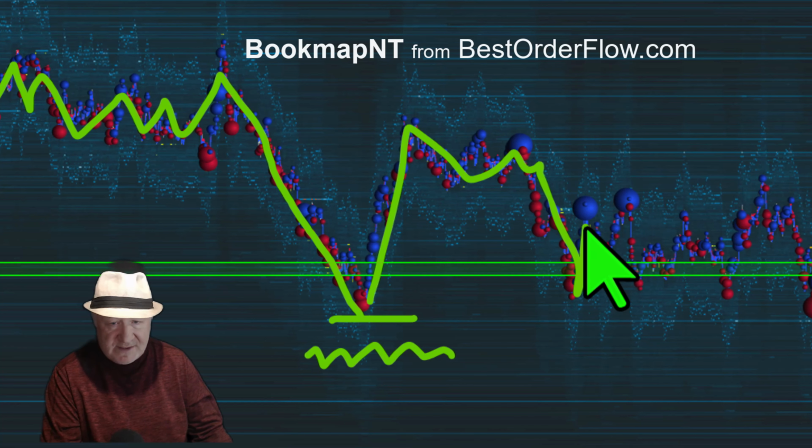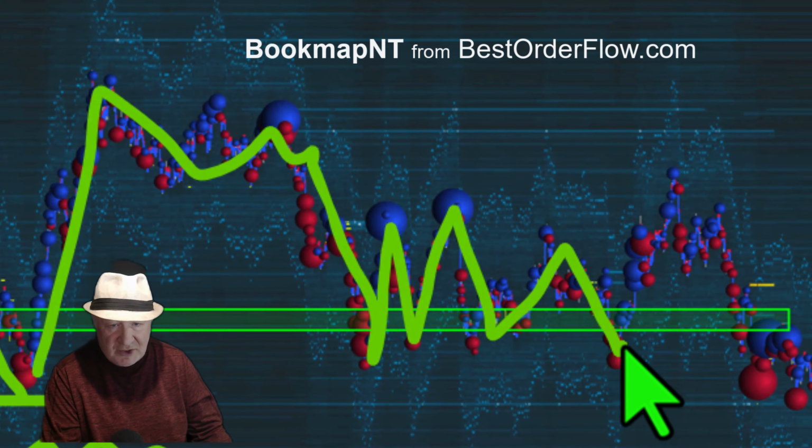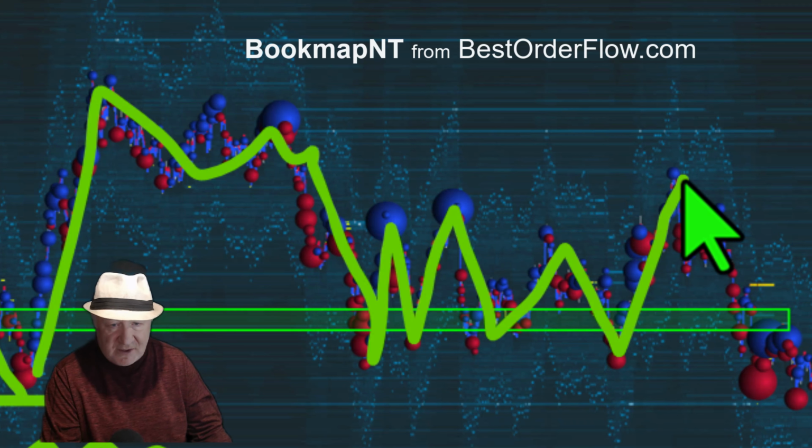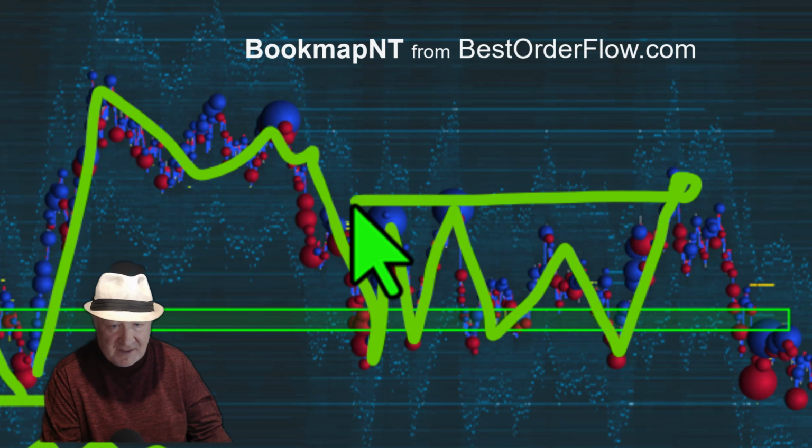And then boom, we're seeing that it starts building this range. What is the purpose of this range? You see, this is the highest point of this range.